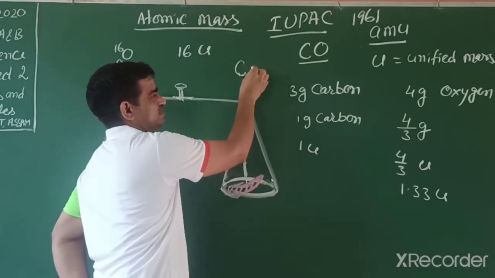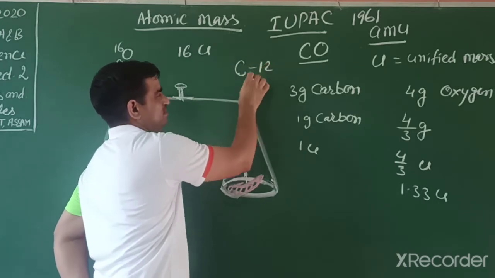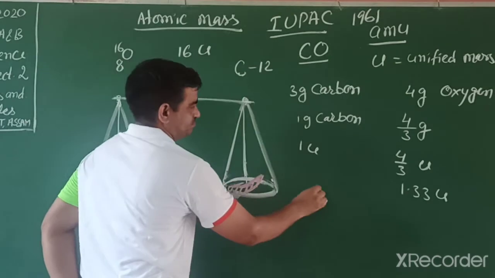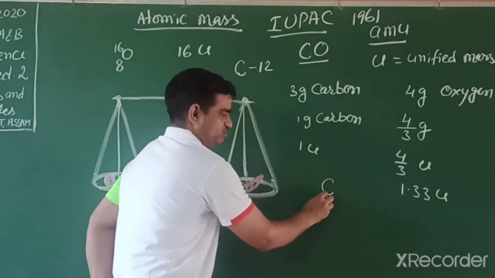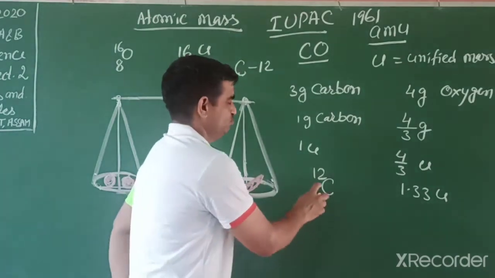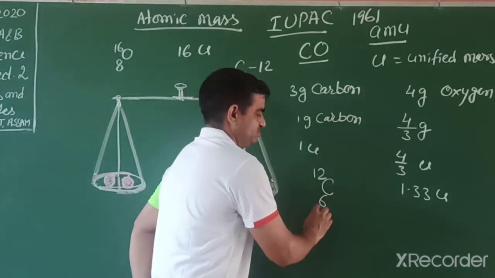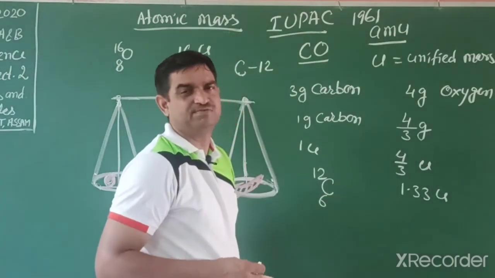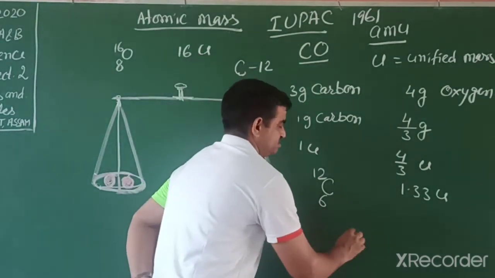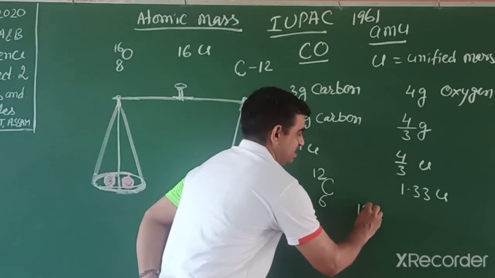Sometimes it is written like carbon-12, or we can say it is represented by carbon, with atomic number 6 written below and 12 written on the upper side. This particular isotope, we will explain what an isotope is in the 4th chapter, and its mass is taken as 12U.